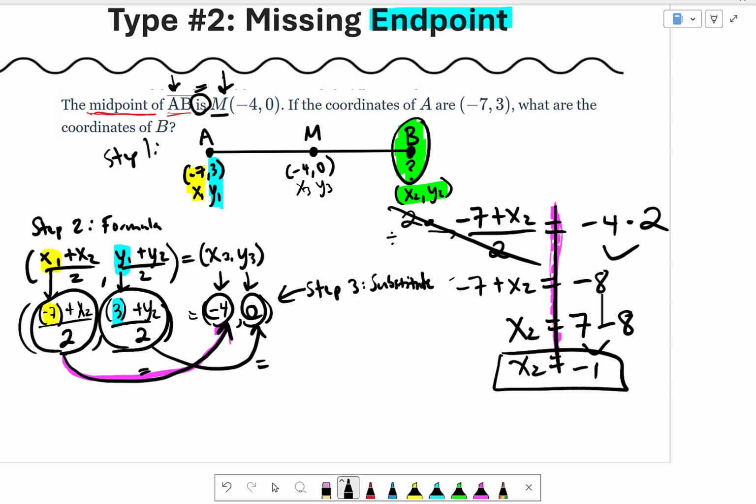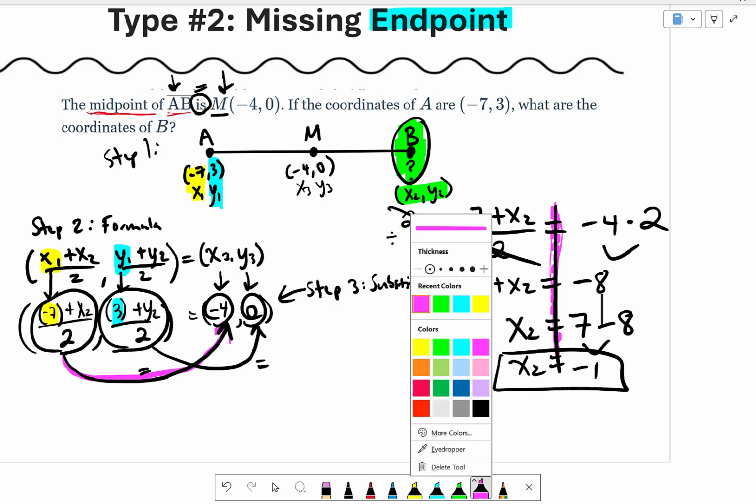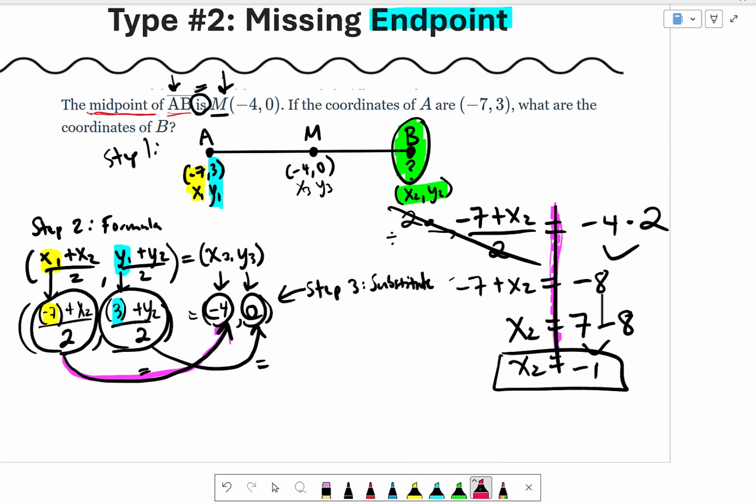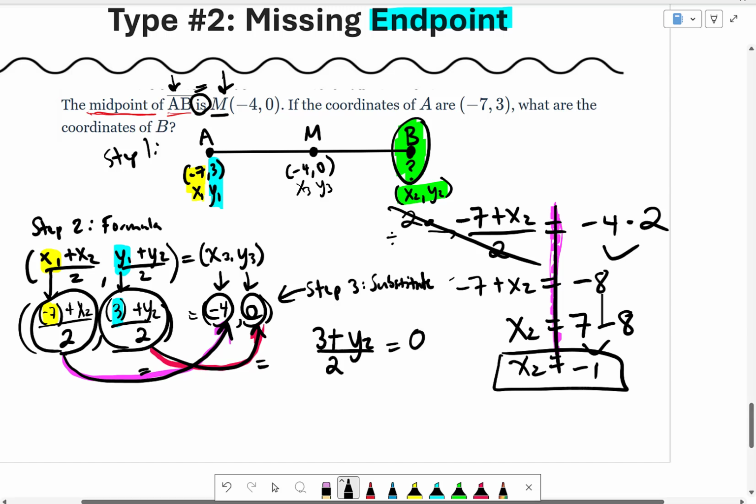Okay, now we have to find the y2, the y value right there. So my second equation is 3 plus y2 divided by 2 equals 0.